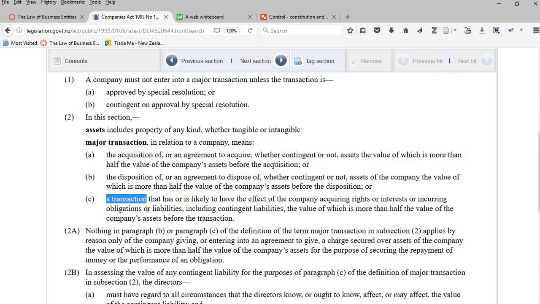Or a transaction, which might be a contract, which results in obligations or liabilities, including contingent ones, which is of value more than half the value of the company's assets. So the common feature is the half, which is figuring in all 3 sections. So in any situation where you can look at the transaction and say, what's its effect on the company? Are we selling? Are we buying? Are we entering into some arrangement which we can value at half the company's assets before we do the thing, the sale, the disposal, or the transaction? We have a major transaction.